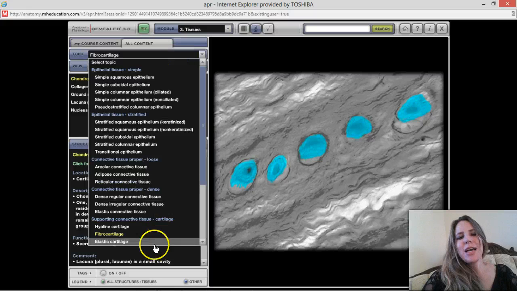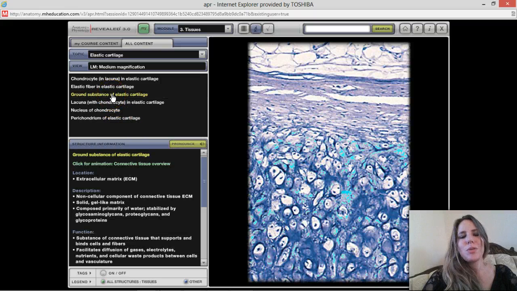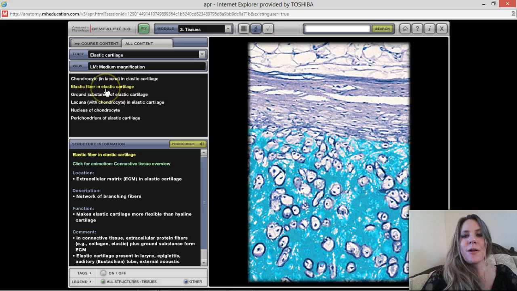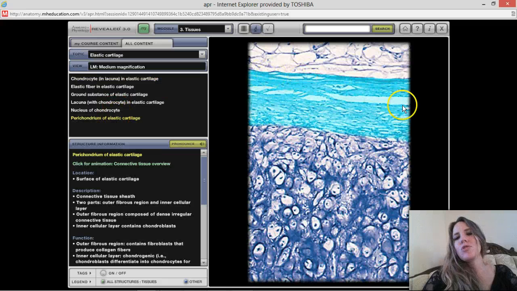Let's check out some elastic cartilage. Okay, so notice elastic cartilage, very little ground substance, just a little bit there. The lacunae are all over the place. They're very tightly packed, and again, this is cartilage from your ear or your epiglottis. There's all your elastic fibers, your chondrocytes inside of your lacunae, and the perichondrium up here.